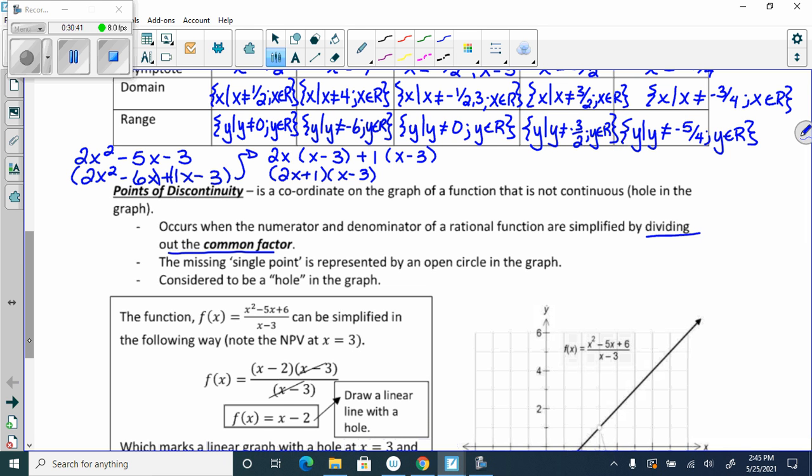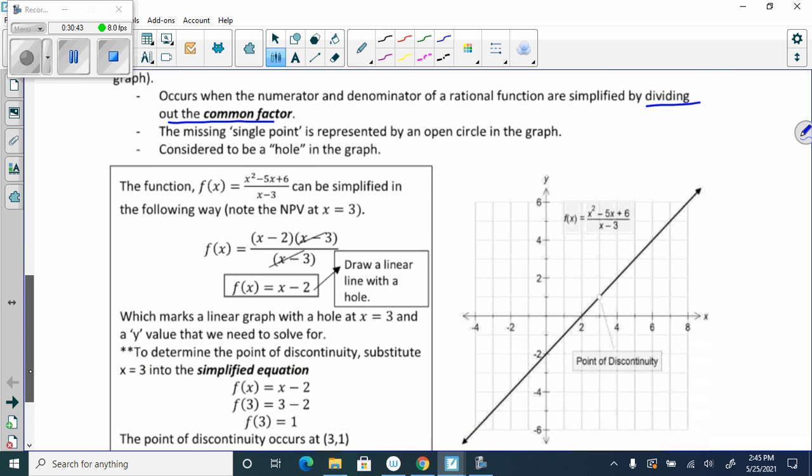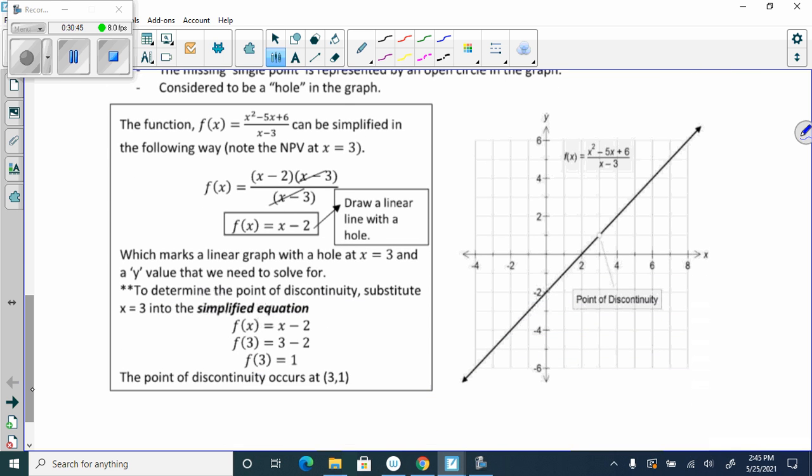So we're going to consider this function here, and you're going to pay attention to it so that we can see an example of it. We have the function f of x equals x squared minus 5x plus 6 over x minus 3.